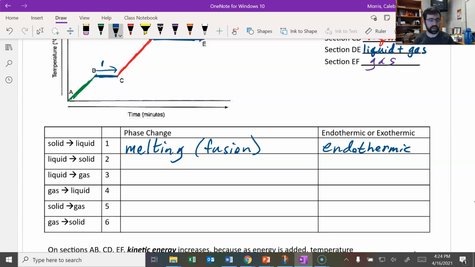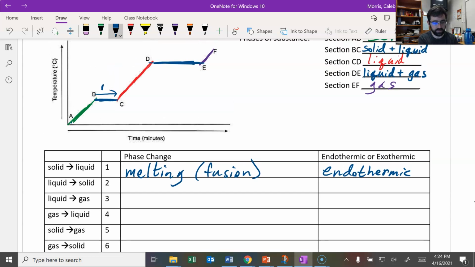Okay, now let's look at the next one. So 2 is going to be going from liquid to solid. Well, if liquid is that red line and the solid is the green, then 2 is going to be going backwards in that same spot. Going from liquid to solid is called freezing. And yes, there's a scientific name for this that we'll use later called solidification. Probably use the common names most often, but there's going to be a case where you need to know what those words mean. Now I'm releasing energy when I go backwards on this curve. So that means it's exothermic.